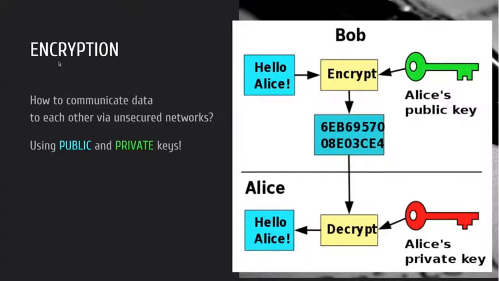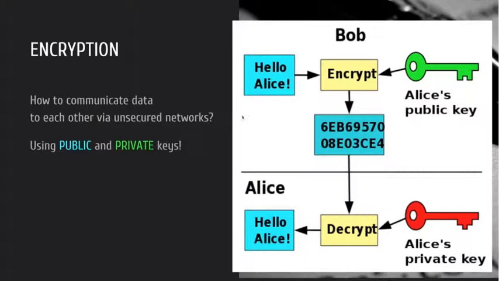So for example, when we have this situation that Bob wants to send a message to Alice through an unsecured network, a very public network, and you don't know who looks at the network, who is in the network. You do not want anyone to know what you're saying to Alice.